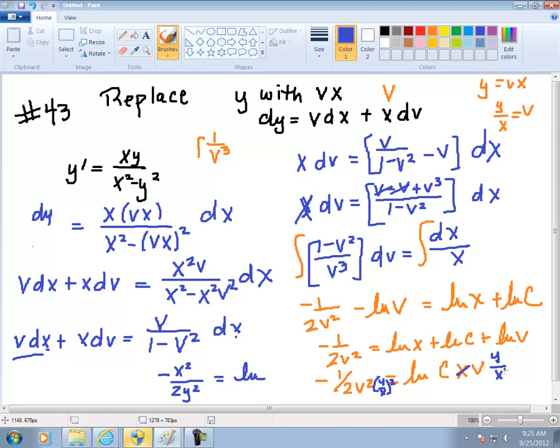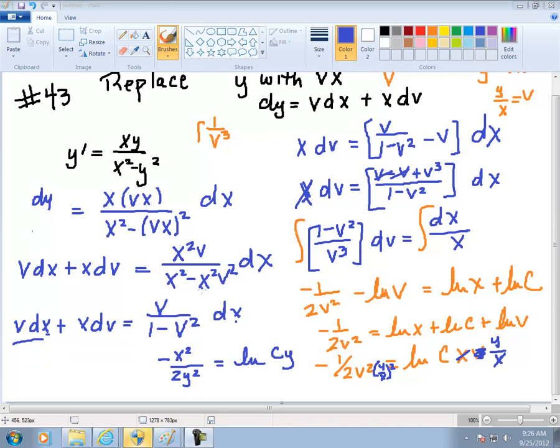Notice here my x's would cancel out. This I've replaced with y over x. Natural log of cy. Okay, and now I just want to get rid of the natural log. I can e both sides. Over here I'm left with e to the minus x squared over 2y squared. Over here these cancel out. So to get what y is, I would divide each side by c.